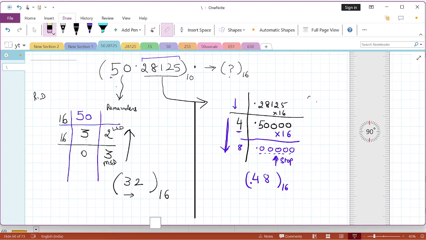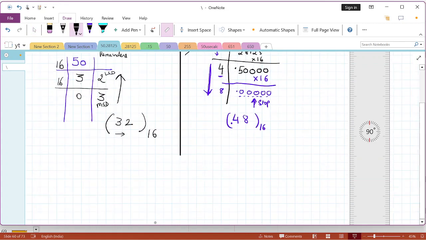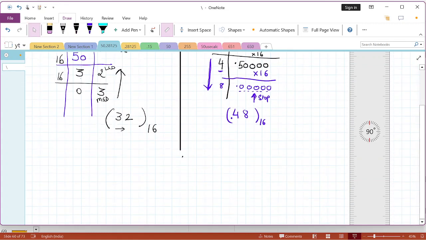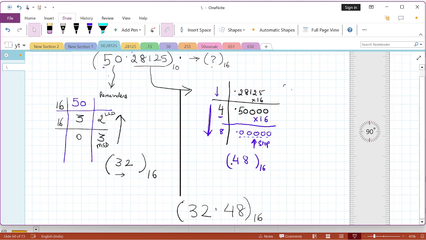But when it's a mixed number, you can be given only 50, or only 0.28125, or it can be a mixed number. But then how will you write the final answer in this case? This will become 32.48. So you are reading in reverse directions. Remainders will form the hexa number, so you read in reverse direction from bottom to top. In this case, you are reading from top to bottom, and that integer sequence is going to give you that hexa number.